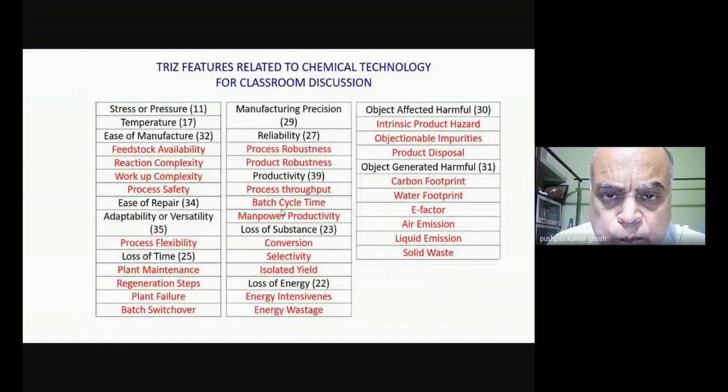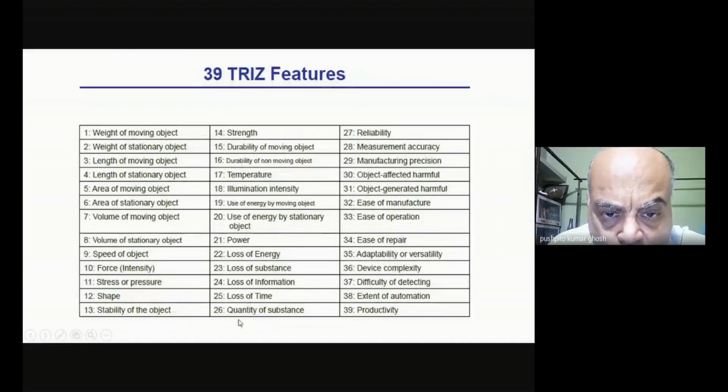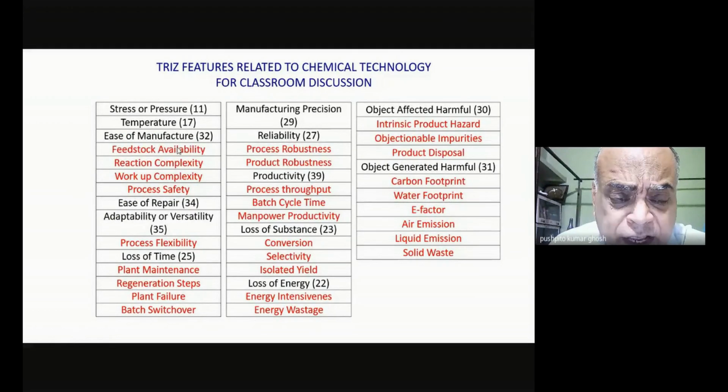I tried to put for you the relationship, let's say, between chemical technology, chemical engineering, and the TRIZ features. So I took some, like for example, 32 says ease of manufacture. Now, I thought that as a chemical technologist, what would be my understanding of ease of manufacture? One could be feedstock availability, reaction complexity, workup complexity, process safety. These would all be part of ease of manufacture.